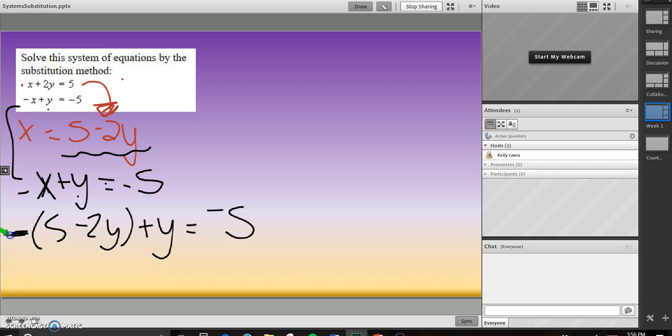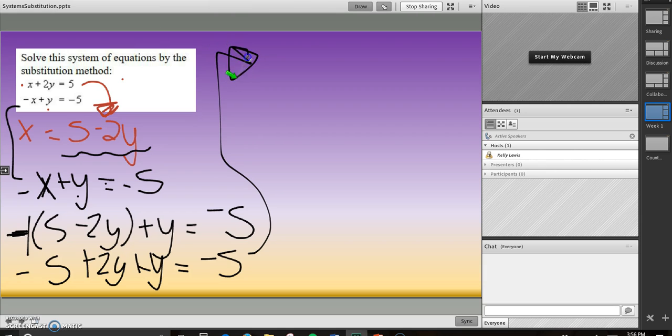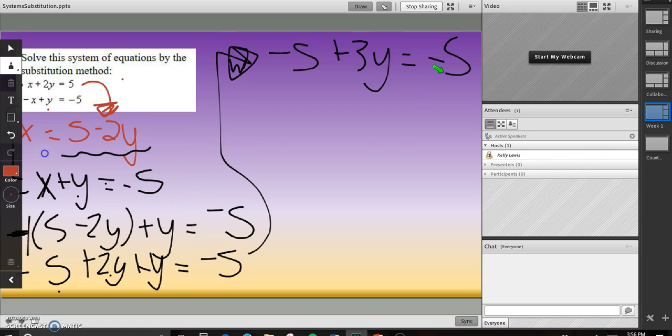I need to distribute this negative 1. It's like an invisible one. So negative 5 plus 2y plus y equals negative 5. 2y plus y is 3y, so 3y minus 5 equals negative 5. You're not going to freak out. All right, this negative 5 is a regular number, so I need to move that regular 5 over. So I get 3y, negative 5 plus 5 is 0. That 3 is being multiplied, so I need to divide.